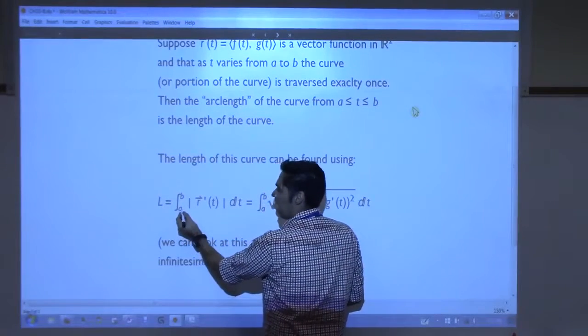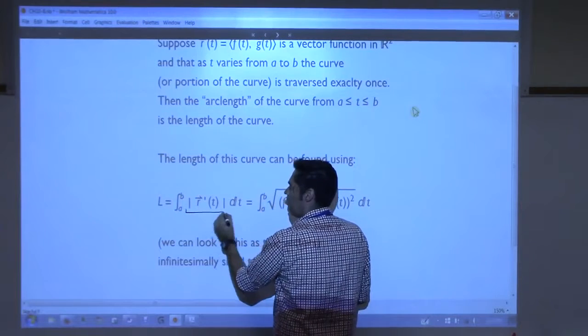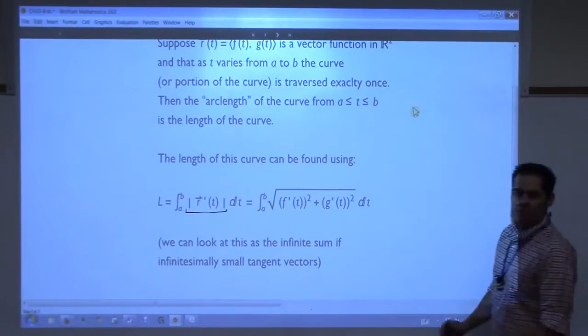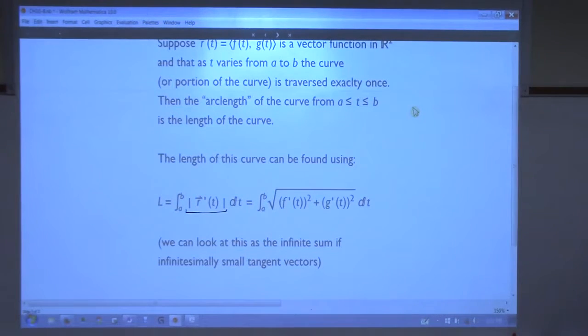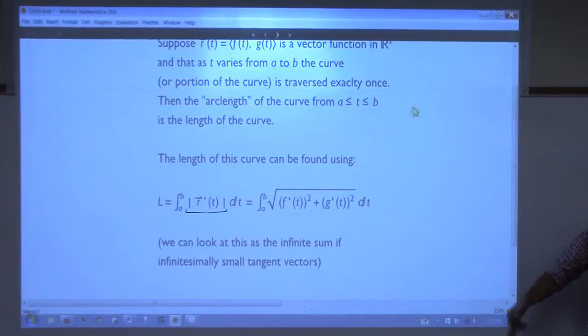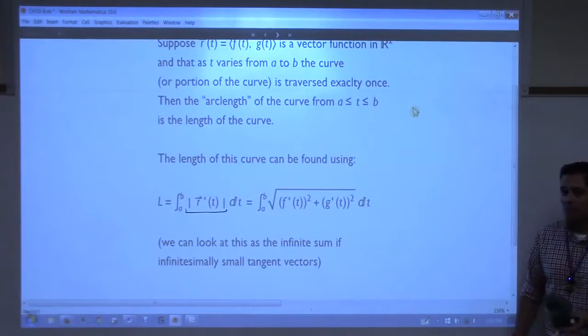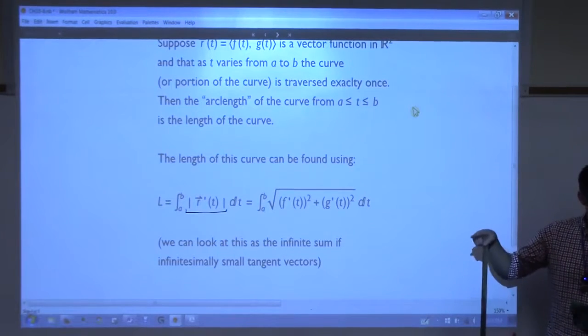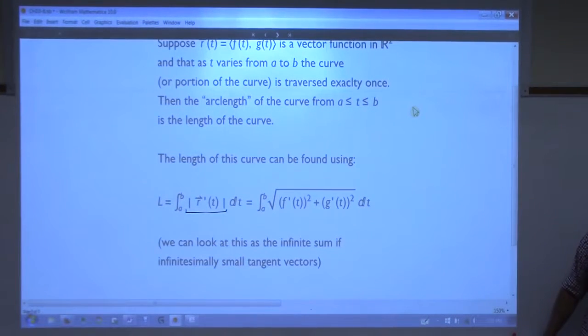It is the integral from a to b of the magnitude of the derivative of the vector function. And that is it. And that's awesome. Because that means if you can find the derivative of the vector function, which I think you can, derivatives are pretty clean, and then you can find its magnitude, the magnitude of a vector is the square root of all that junk, right? Then you're in business.